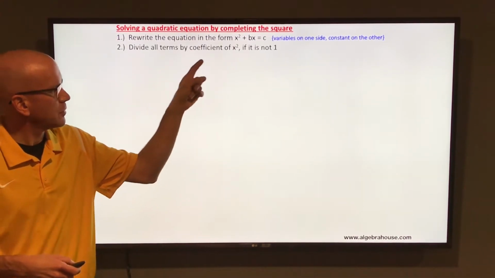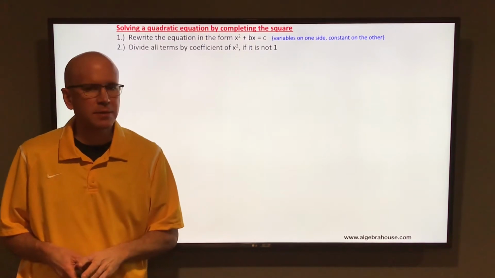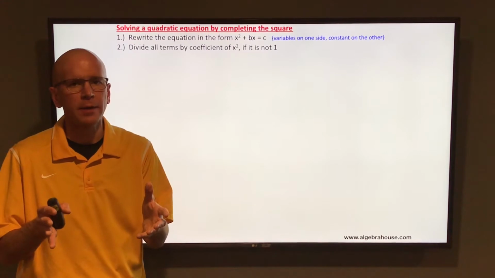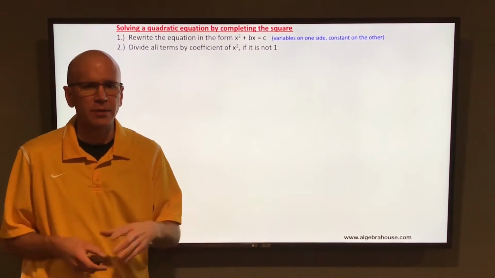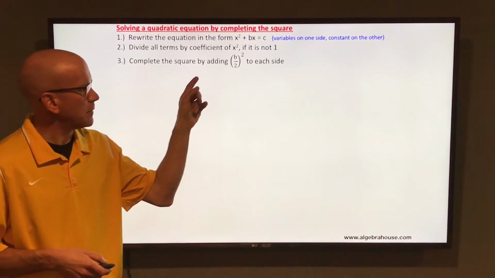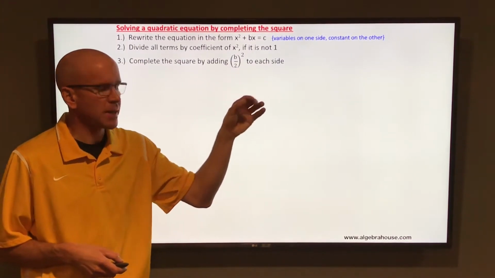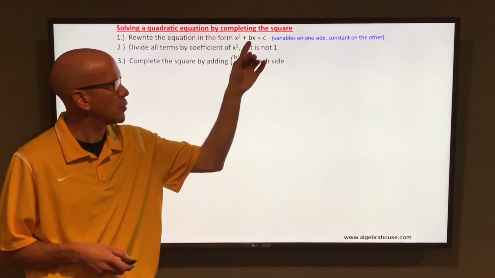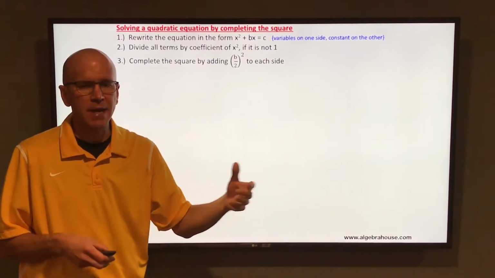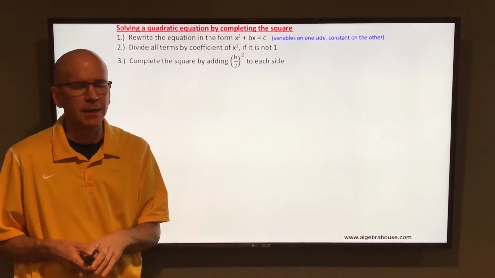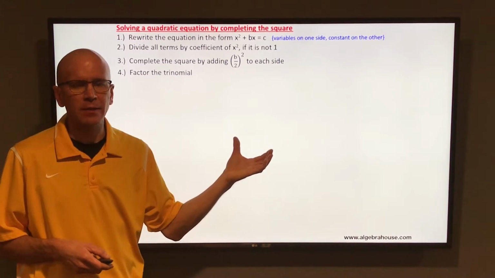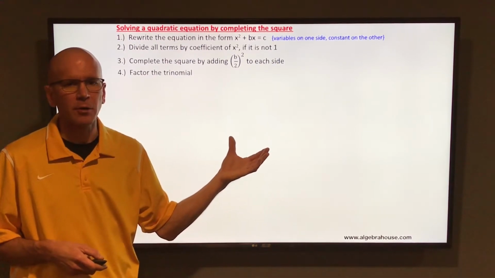Then divide all terms by the coefficient of x squared if it is something other than 1. So if you have a coefficient of x squared that is something other than 1, you want to divide the entire equation by that coefficient. Then complete the square by adding (b over 2) squared to each side. And what that means is you take half of the coefficient of x, square it, and add it to both sides. That completes the square on that left side. Then factor the trinomial. So when you complete the square on that left side, you'll have a perfect square trinomial on that left side.